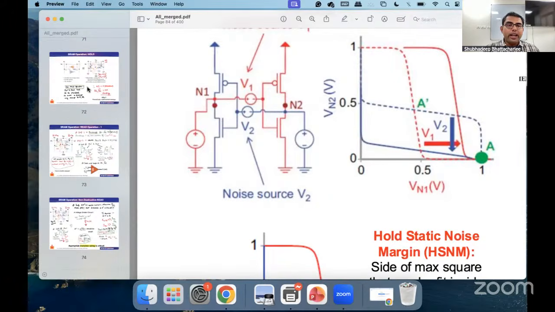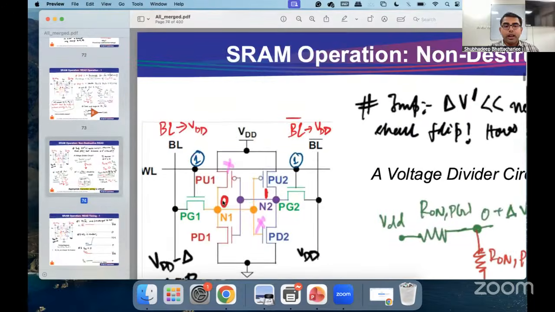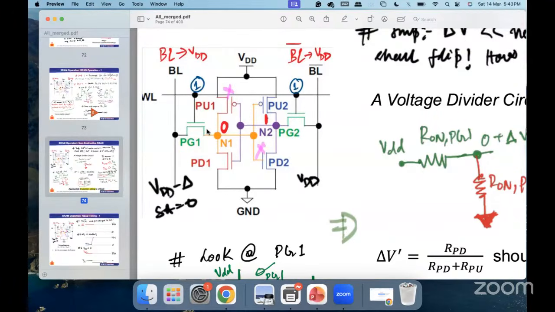In intentional sizing, let me go to the correct diagram, you make sure that the PD1 transistor is stronger than the PG1 transistor. But this does not account for regular process variations. When you make the PD1 transistor stronger than the PG1 transistor, you just make the width a little bit more than PG1. That is on the basis of sizing, not on the basis of VT.